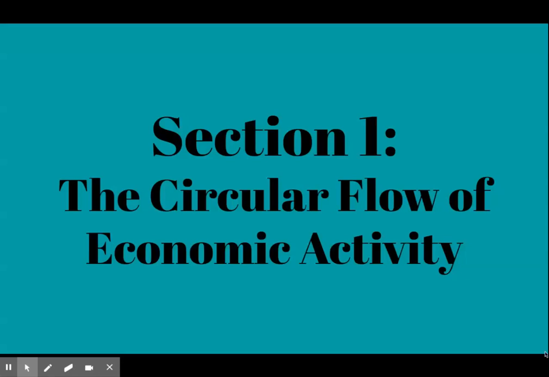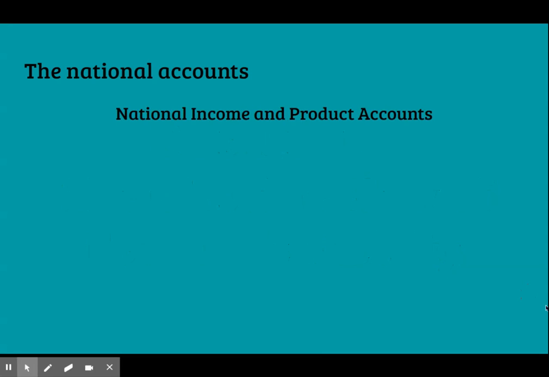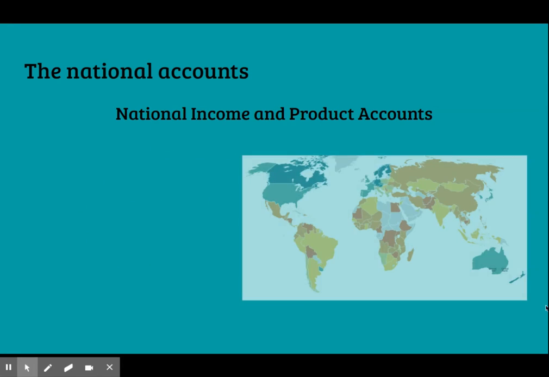Welcome to Macro Unit 1, Lesson 1, Section 1, the circular flow of economic activity. Almost all countries calculate a set of numbers known as the national income and product accounts. In fact, the accuracy of a country's accounts is a remarkably reliable indicator of its state of economic development. The more reliable the accounts, the more economically developed the country.